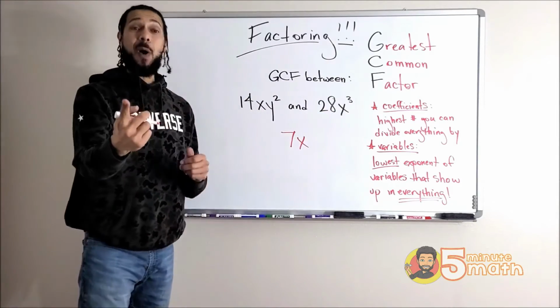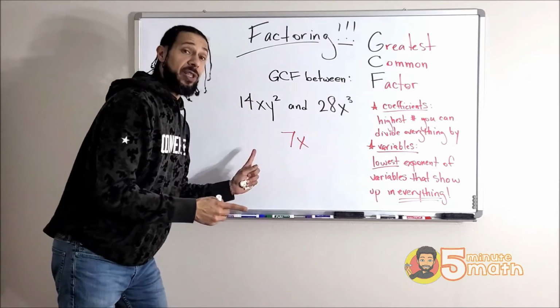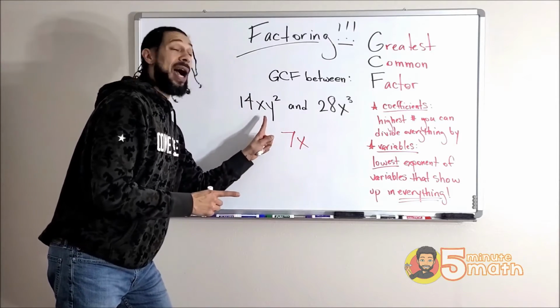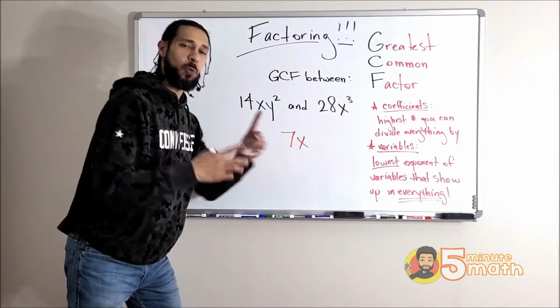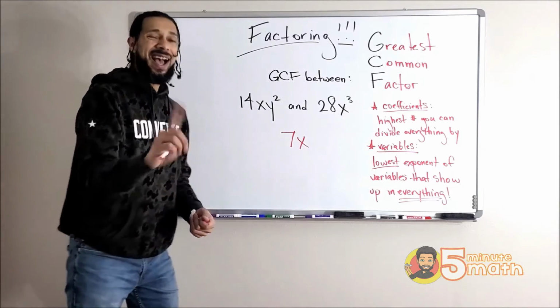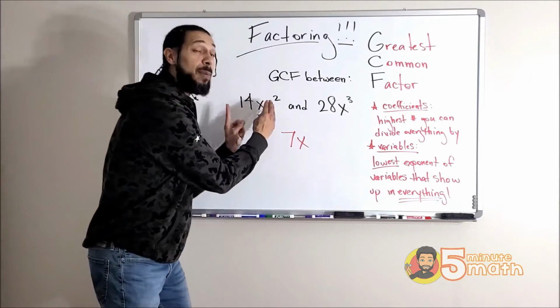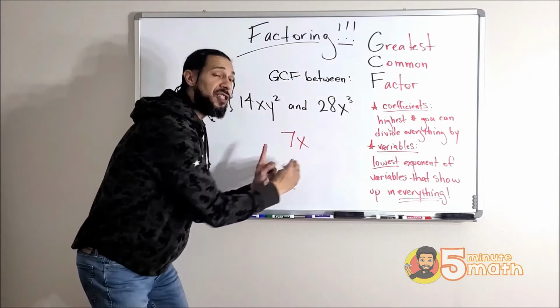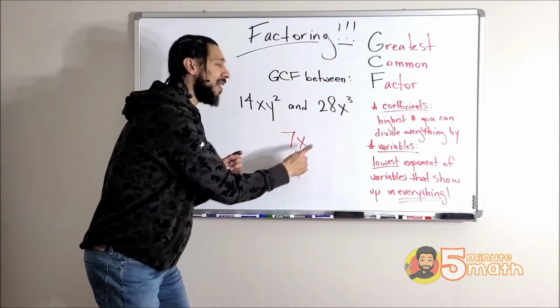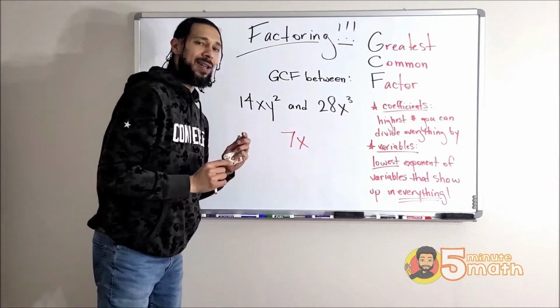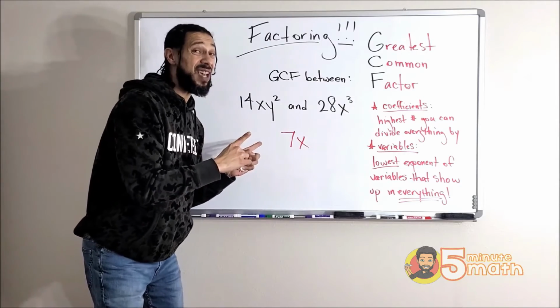Okay, let's talk about y's. Are there y's in everything? Well, no, I have y's here, but I don't have y's here. So are y's a part of my GCF? I have to be able to divide both of these by this GCF, and if I put a y here, I can't divide this by y. This is my GCF.